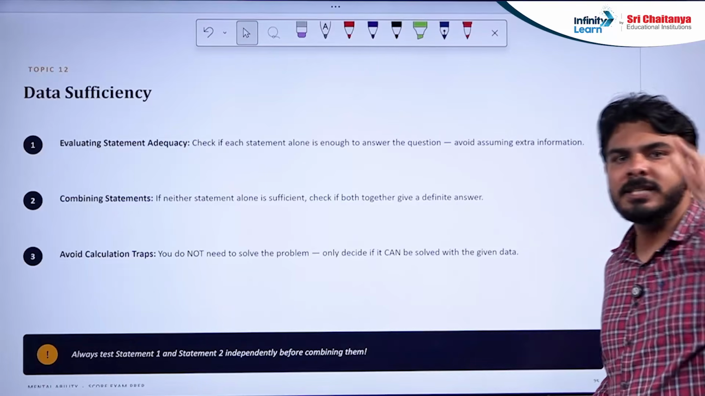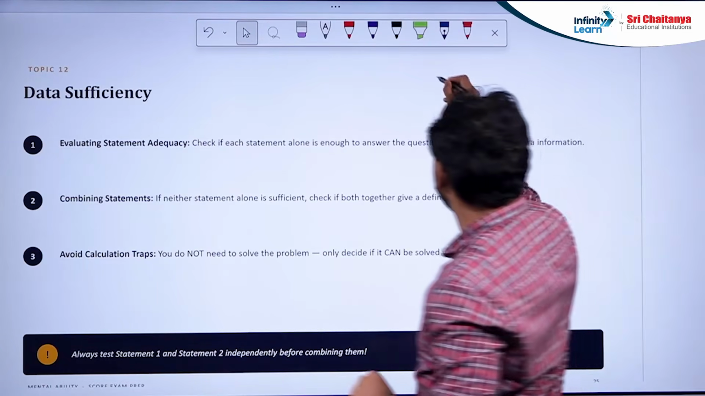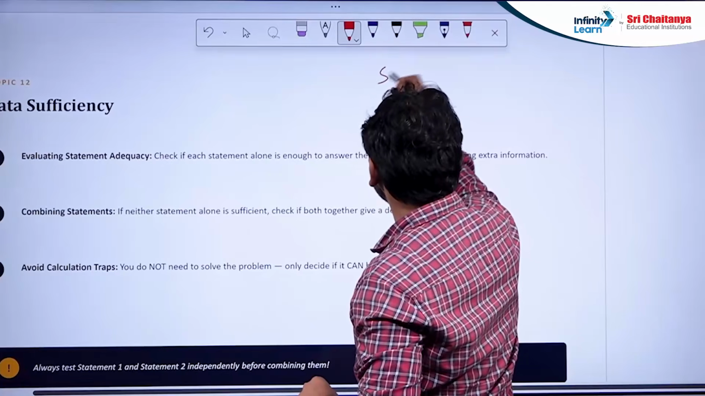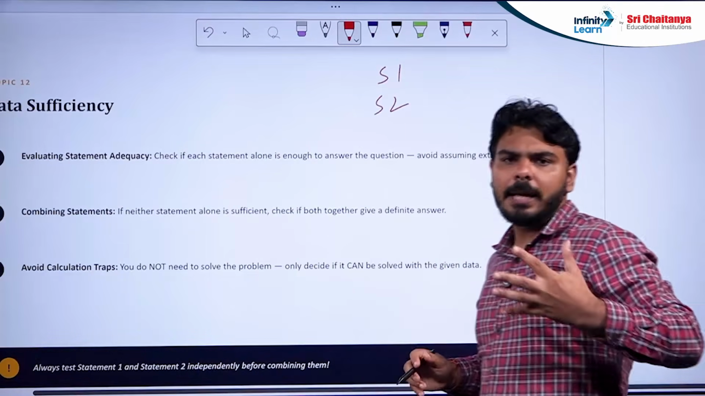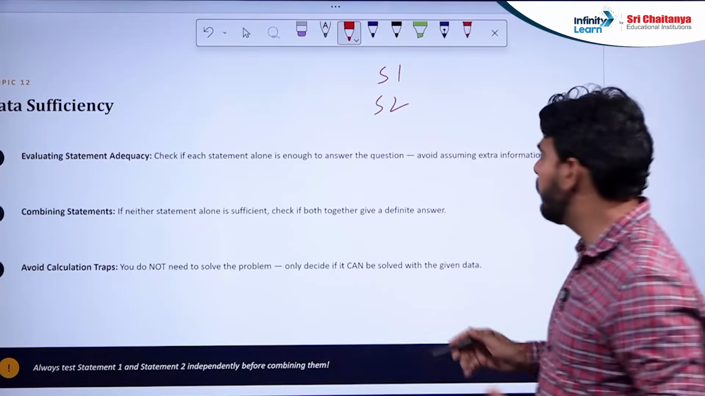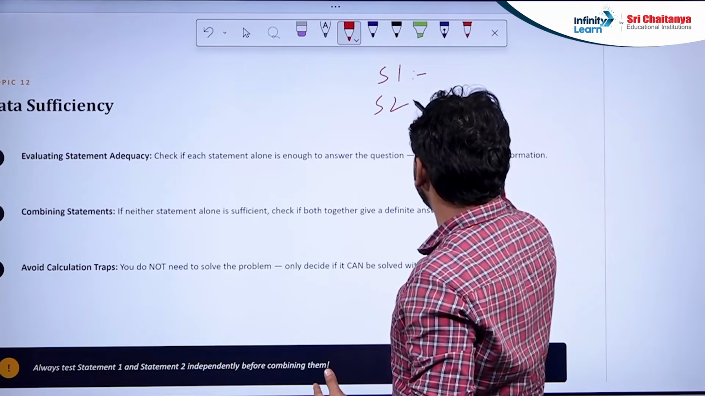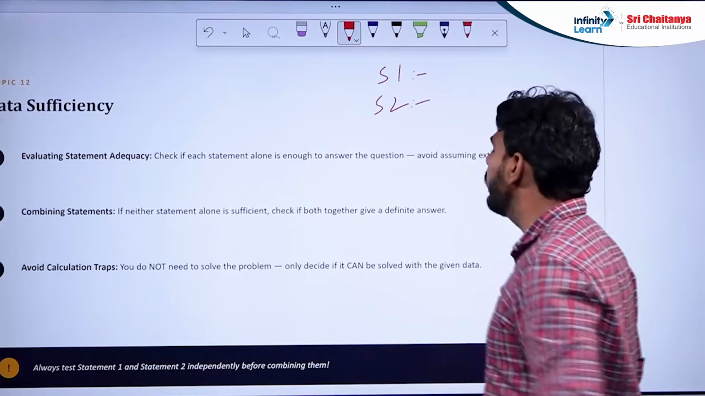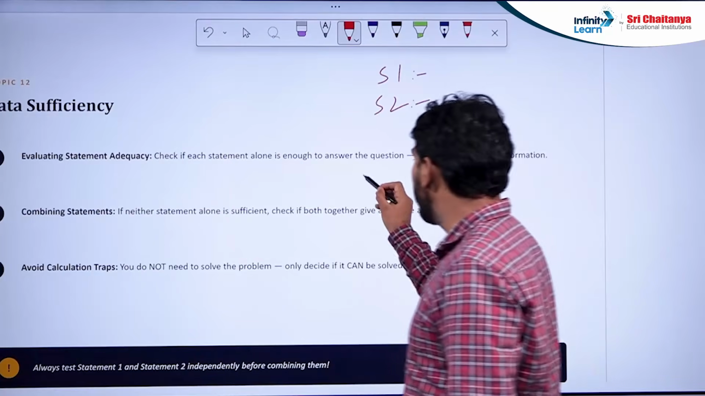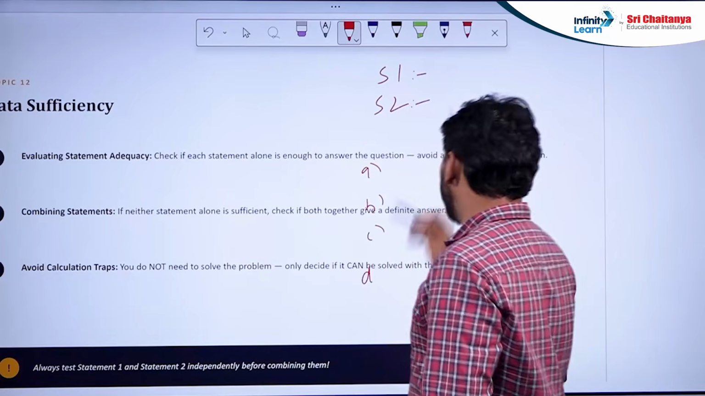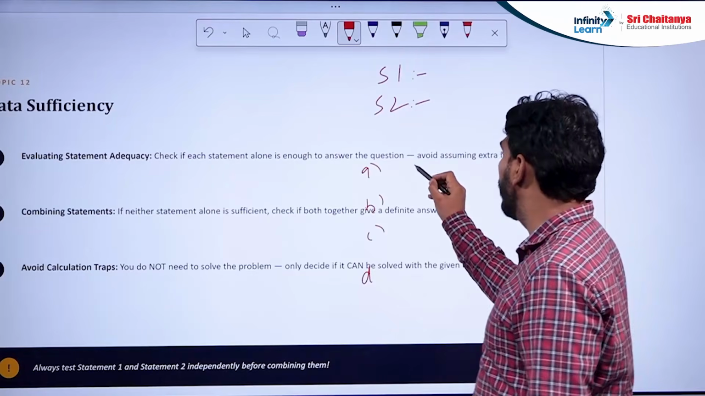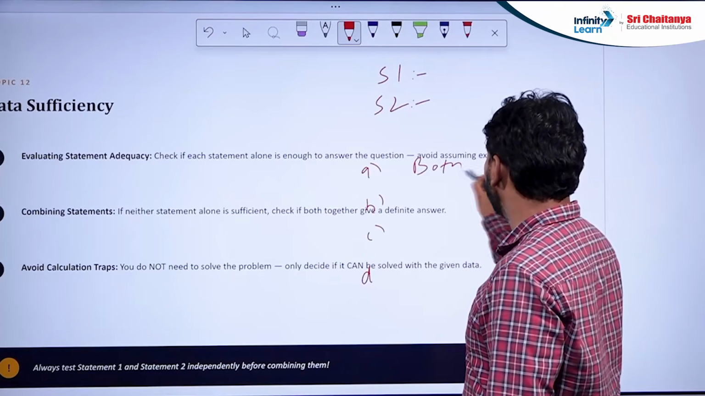You will be given just 2 statements, statement 1 and statement 2. Sometimes you might be given a statement 3 also, but let us assume there are only 2 statements. After those 2 statements you will be given 4 options, A, B, C, D. The first option is both A and B are correct.